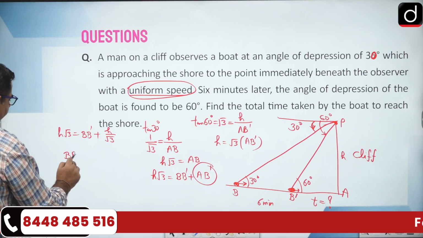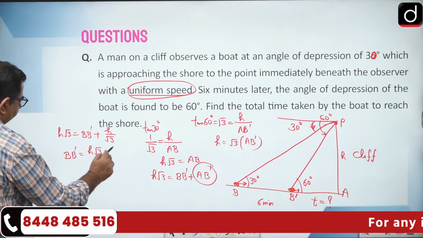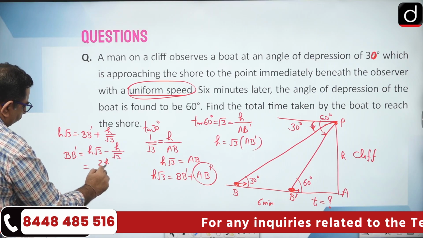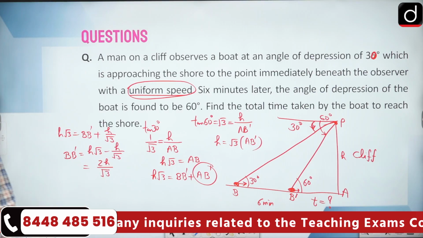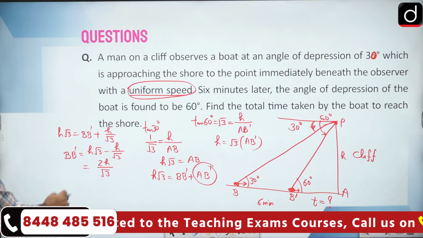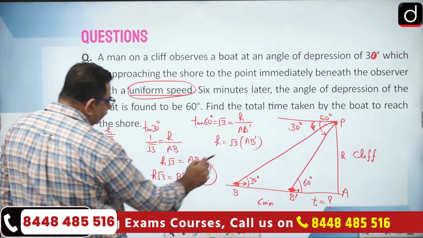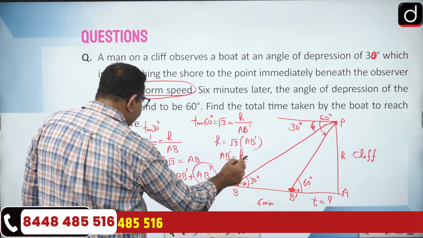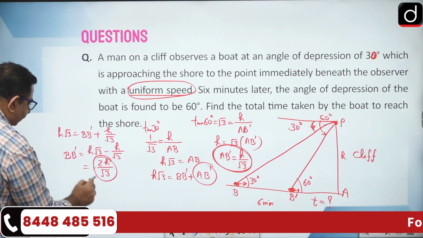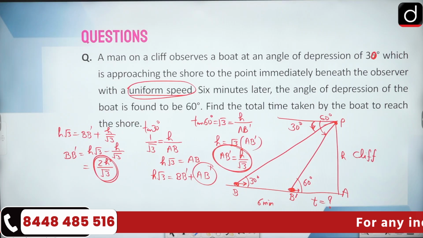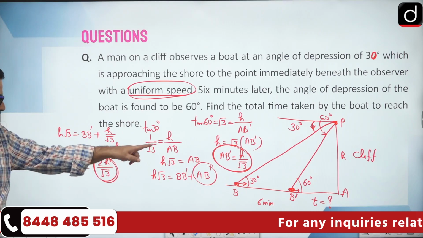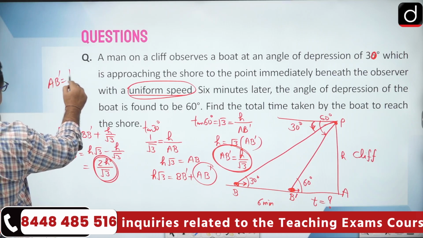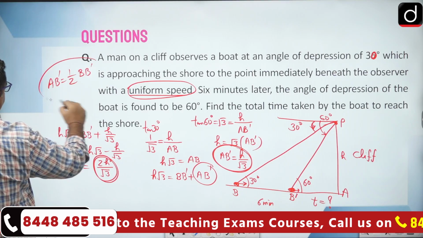So BB dash is equal to h root 3 minus h by root 3. So that is 3h minus h, that is 2h by root 3. So BB dash is 2h by root 3, AB dash is h by root 3, right? So if you see, can I say the length of AB dash is half of the length of BB dash, right? So AB dash is half of BB dash.